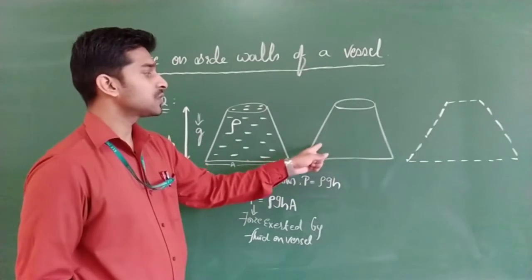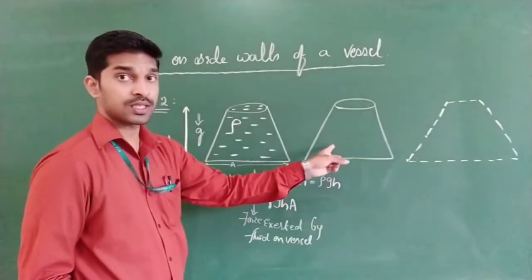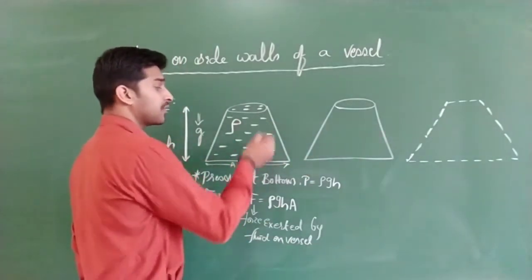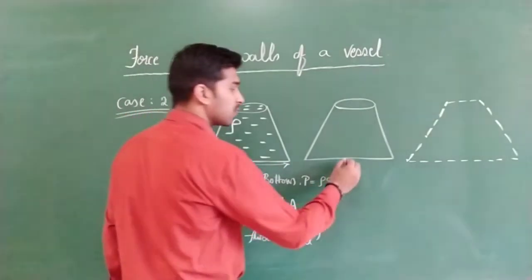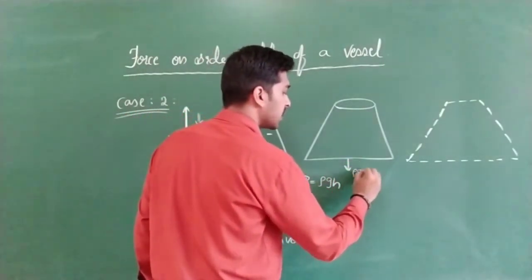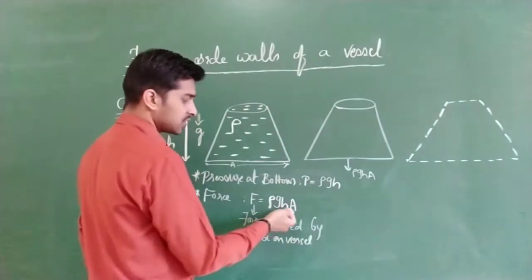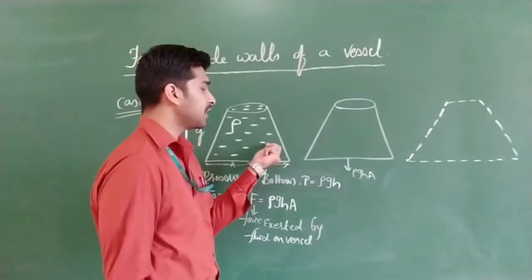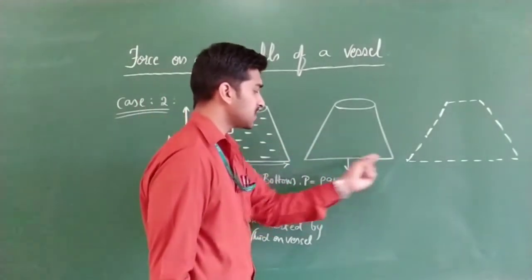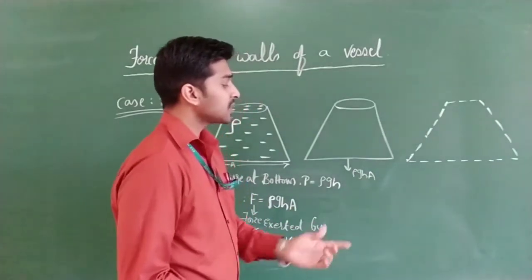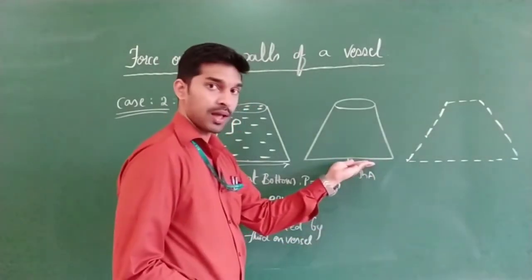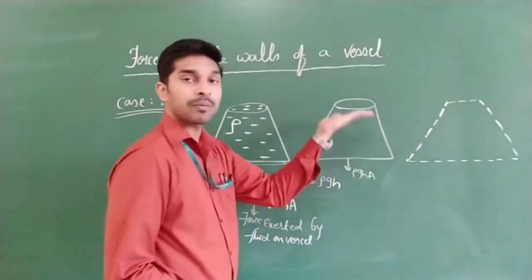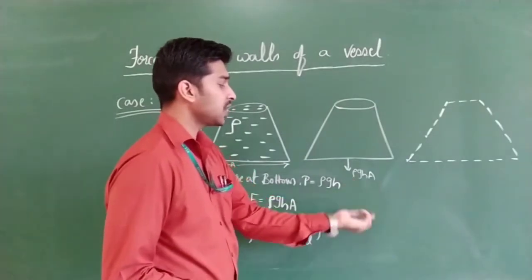Now check what are the forces acting on this vessel. That's why I had just drawn the vessel for your understanding purpose. So first of all, this liquid will apply some force. That force is nothing but rho g h A, which we calculated here. If this liquid is applying some force on this vessel, that is rho g h A, simultaneously this vessel will also apply some force on the liquid, equal to this magnitude but opposite in direction. That means rho g h A in upward direction.